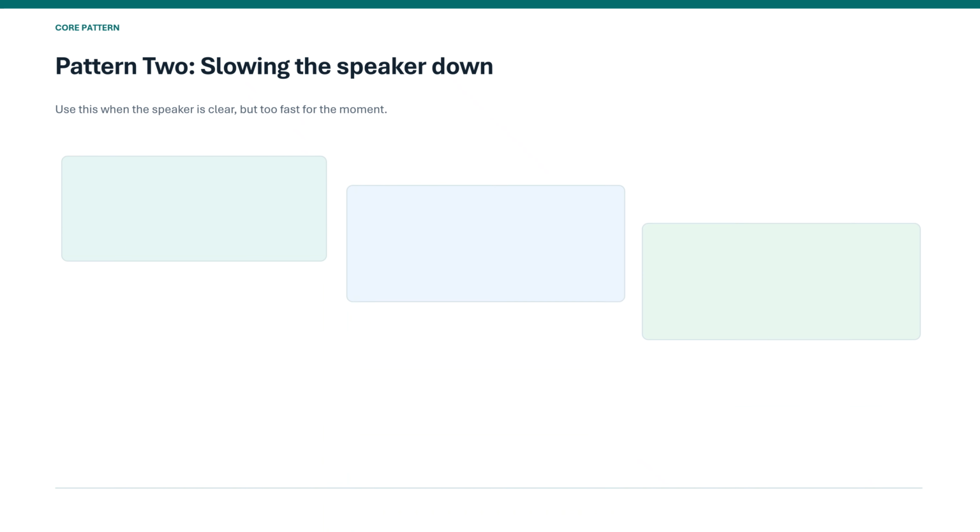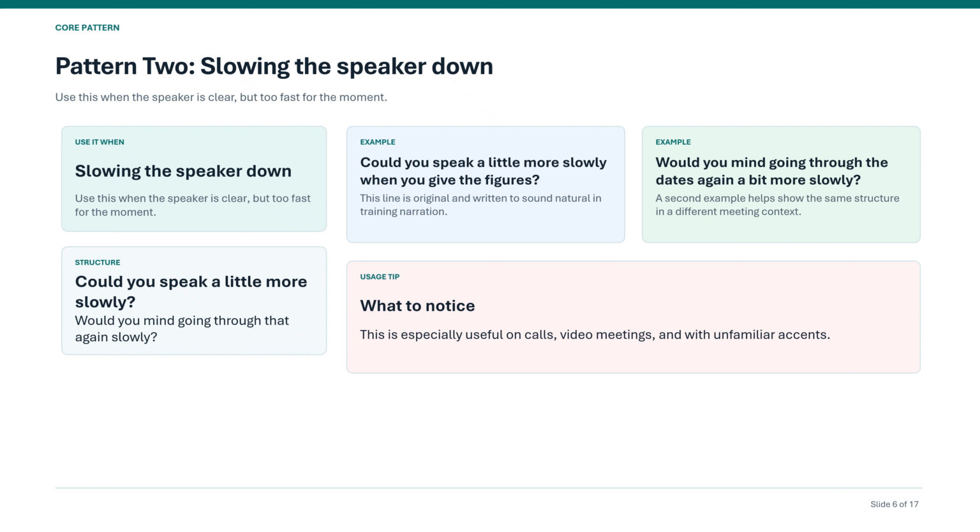Slowing the speaker down is useful when the speaker is clear but too fast for the moment. The structure is, could you speak a little more slowly? Would you mind going through that again slowly? Here are two original examples. Could you speak a little more slowly when you give the figures? Would you mind going through the dates again a bit more slowly? This is especially useful on calls, video meetings, and with unfamiliar accents.